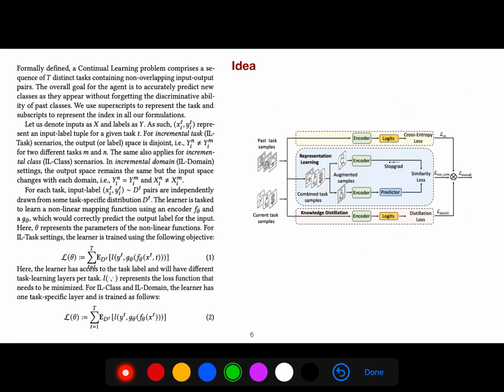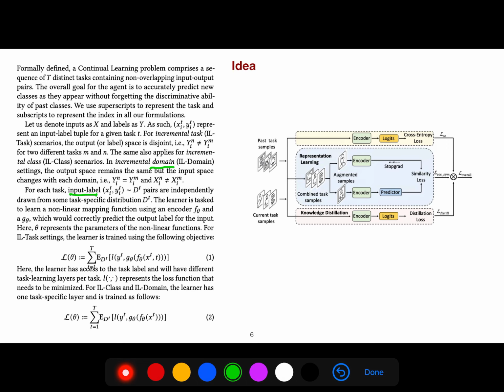Let us denote the input as X and the labels as Y. For incremental tasks, the output space is disjoint. The same also applies for incremental class. In the incremental domain, the output space remains the same, but the input space changes with each domain. For each task, input label pairs are independently drawn from some task-specific distribution.